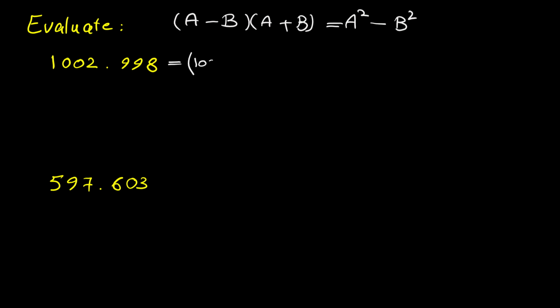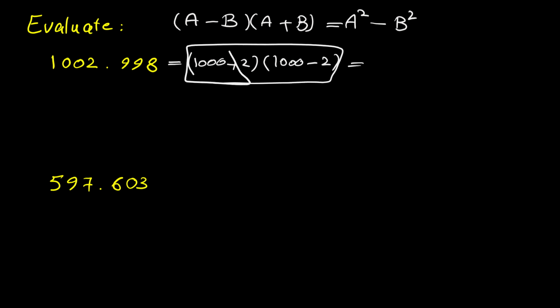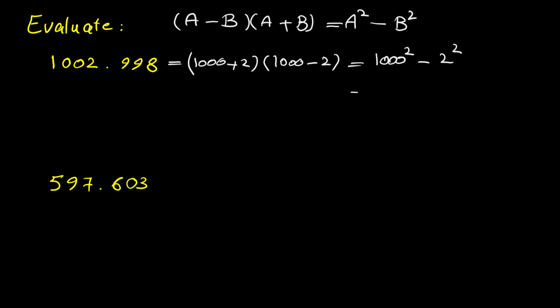1002 is 1000 plus 2, but 998 is 1000 minus 2. So as you can see, this exactly fits with our formula, (a plus b) times (a minus b). What is (a plus b) times (a minus b)? The answer is a to the 2 minus b to the 2. So the answer is 1000 to the 2 minus 2 to the 2.